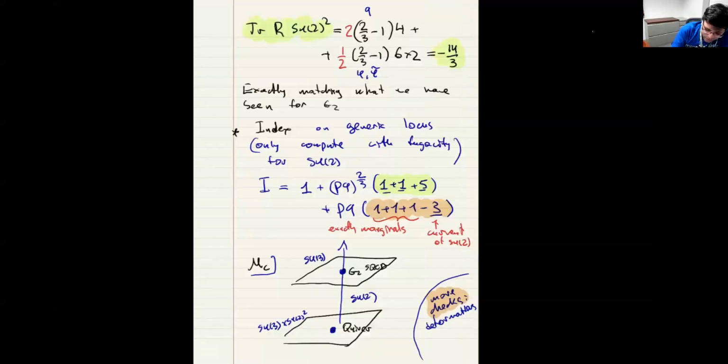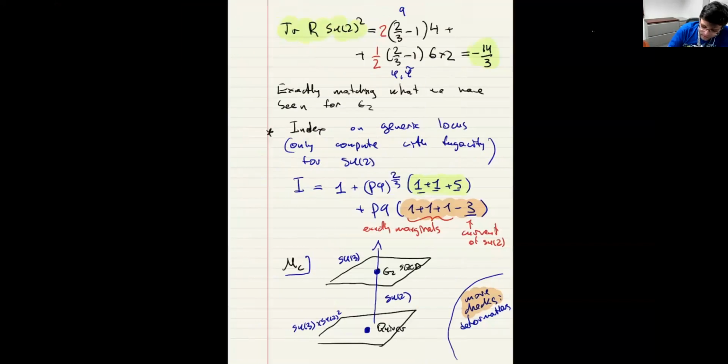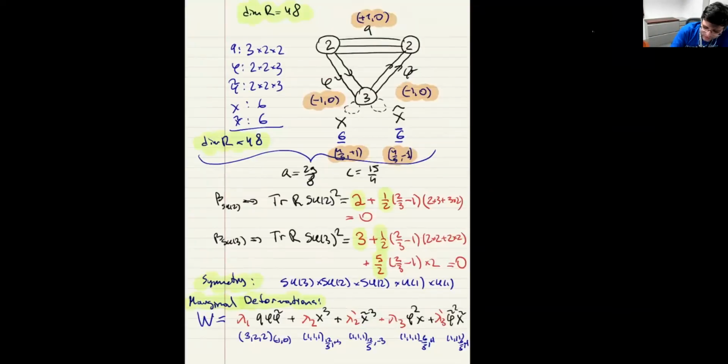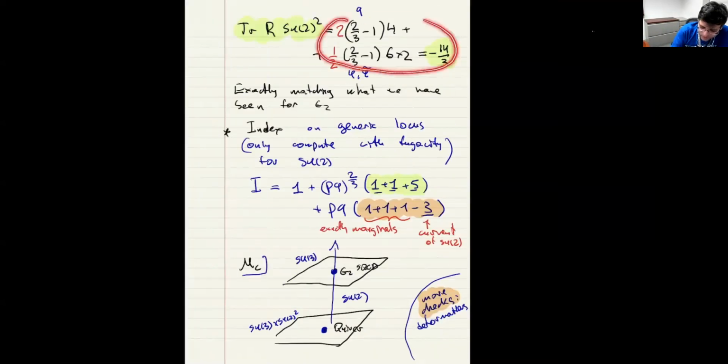We need to compute its 't Hooft anomaly. Again, the computation is very different. The quiver theory is very different. So under this preserved SU2, this is a triplet. This is in an adjoint representation. That these 2 are doublets. So you need to combine the contributions of these 2 doublets and of this triplet into this 't Hooft anomaly. You do this very simple computation. And again, you get this -14/3 as you get for the G2 theory.